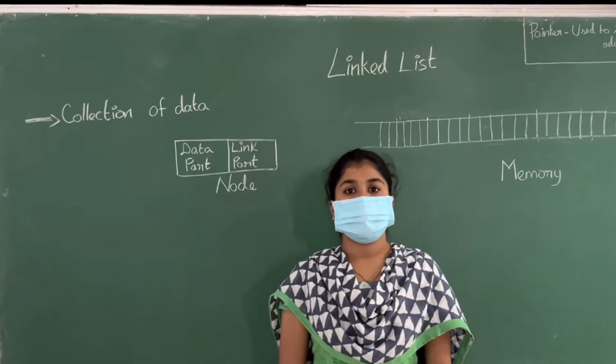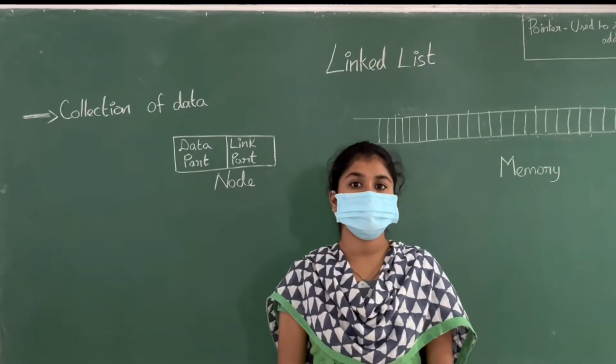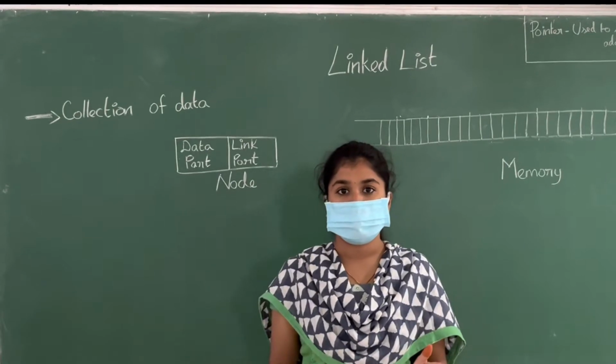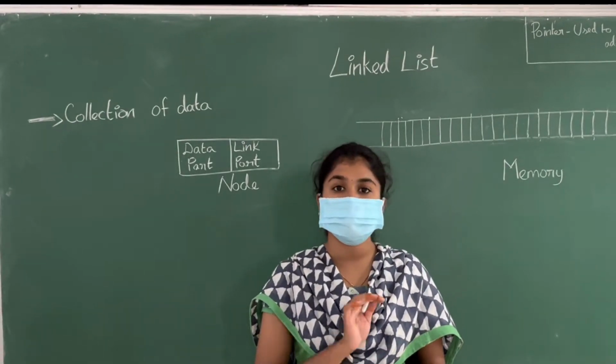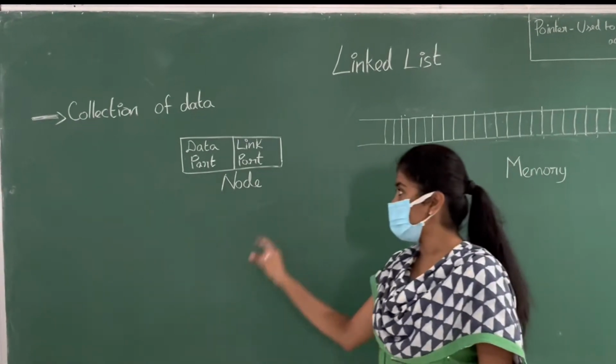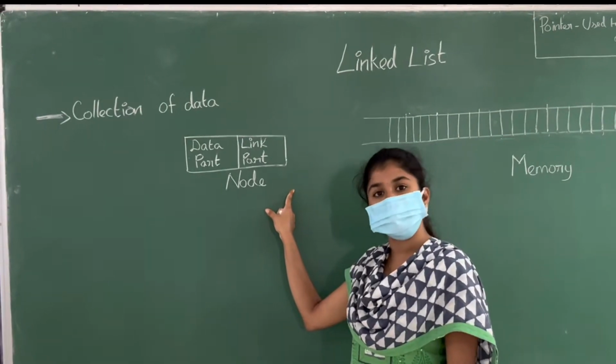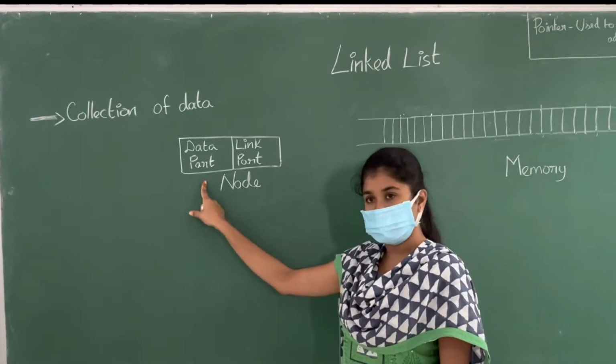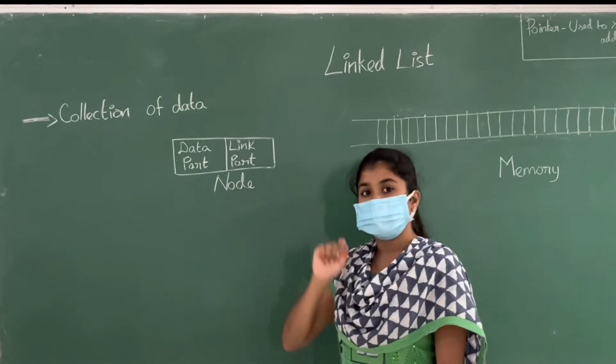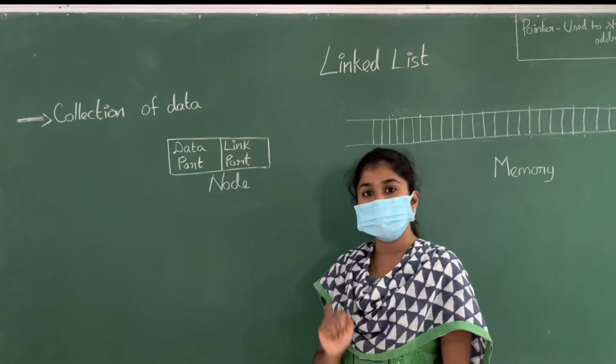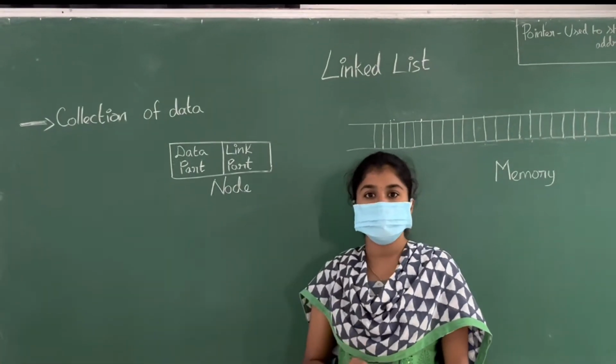Good morning. Our topic is linked list. A linked list is used to store a collection of data. These data will be stored in a sequence of nodes. This is how a node will look like. A node has two parts. One is the data part and another is the link part. The element that we are inserting will be stored in the data part. Let us see this with an example.